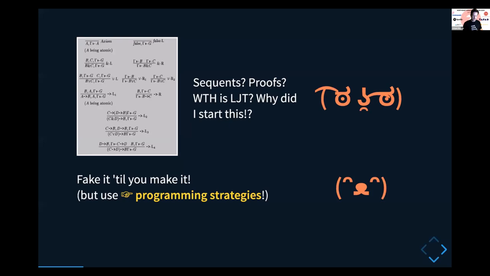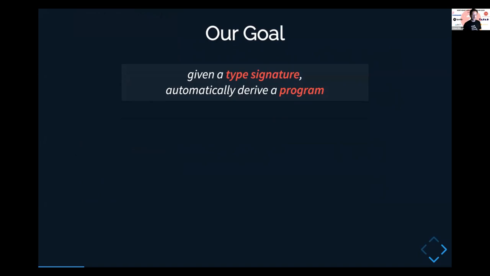So the goal that I'm trying to share with you all is that we want to do something a bit strange. We want to say, if you give me a type signature, I'm going to generate a program for you. The computer's going to do it. I'm not going to do it. And this talk covers what you need to know to do it. So that's a pretty big goal. Like, okay, computer, do what I want. That's not easy. Okay, let's see what we need to do.